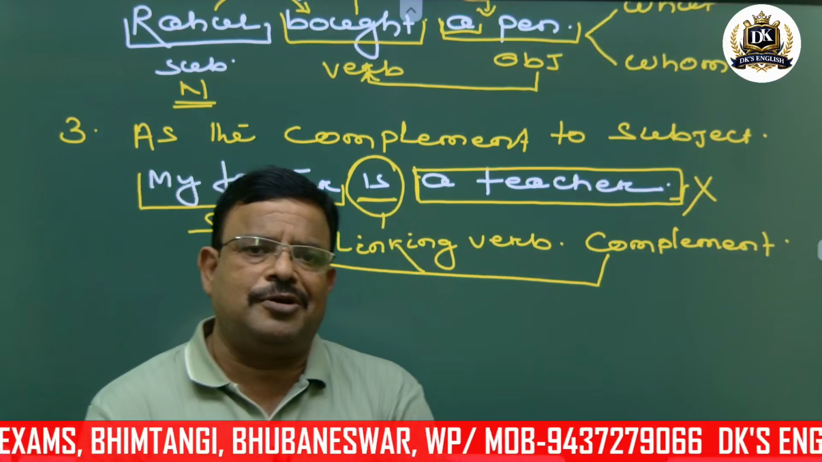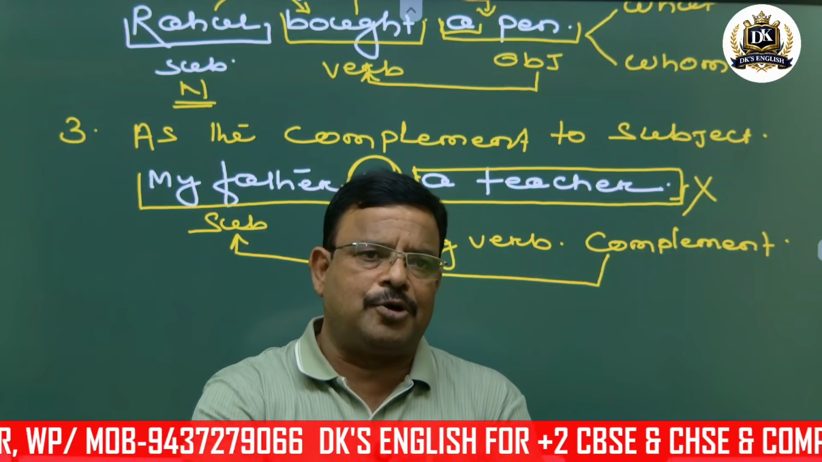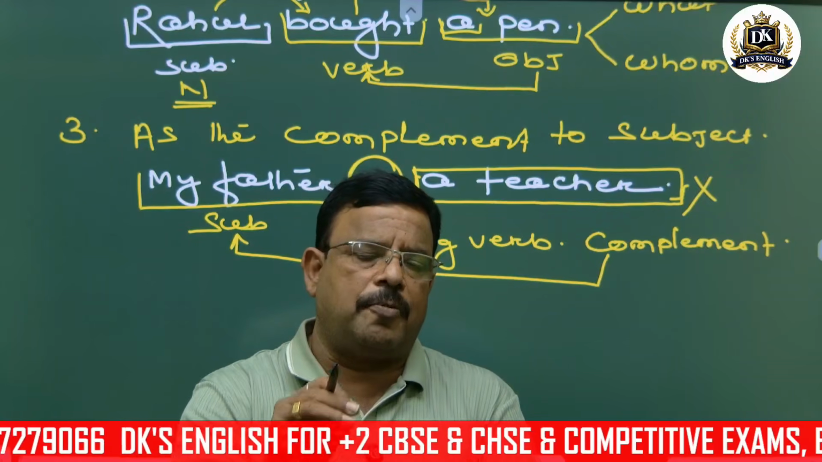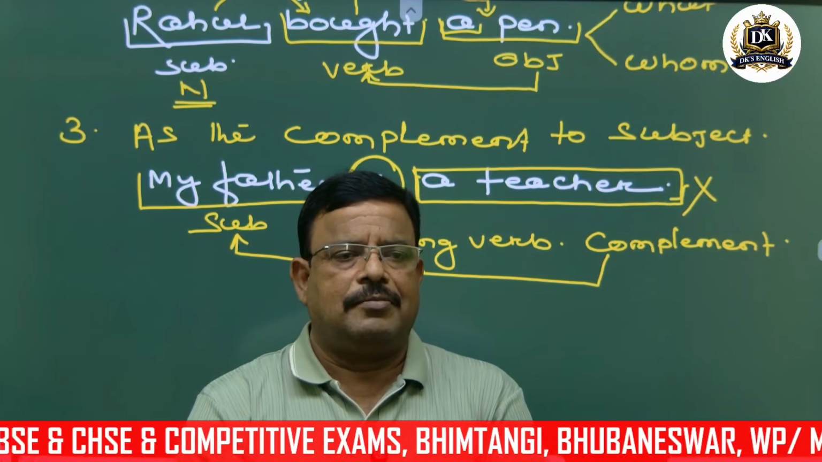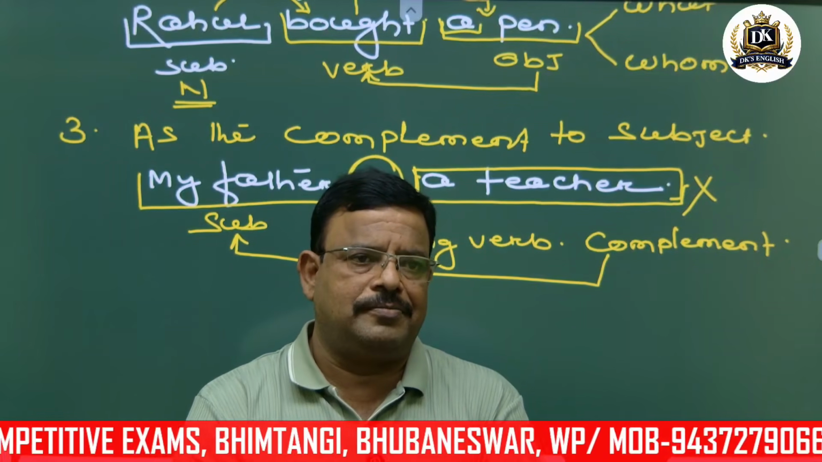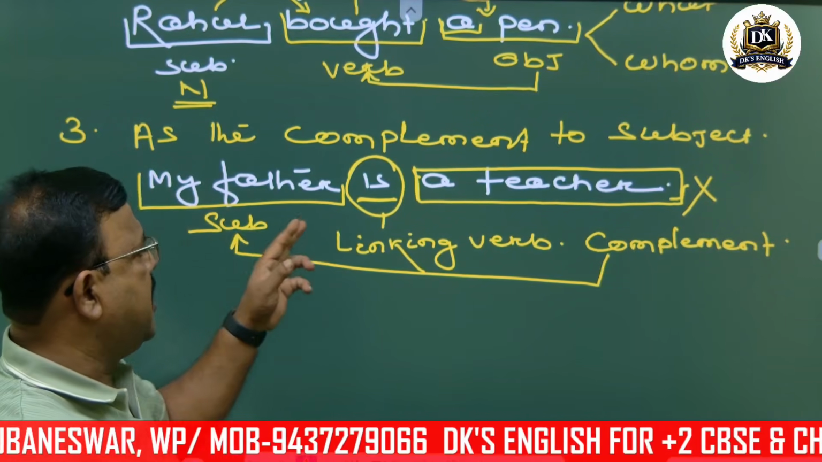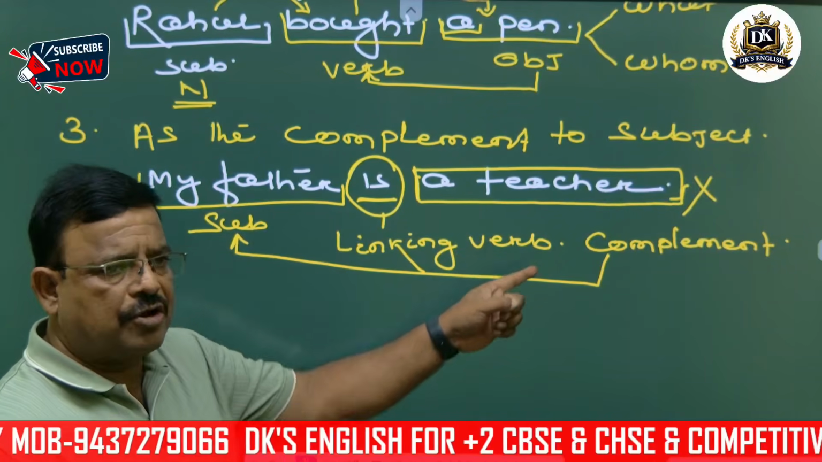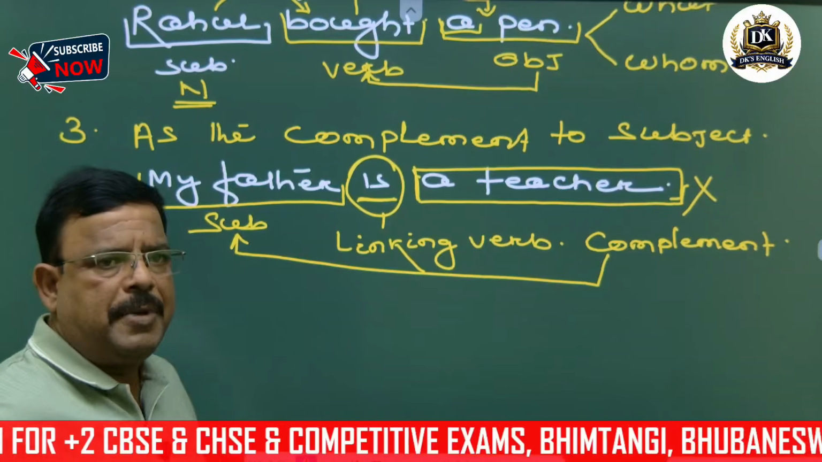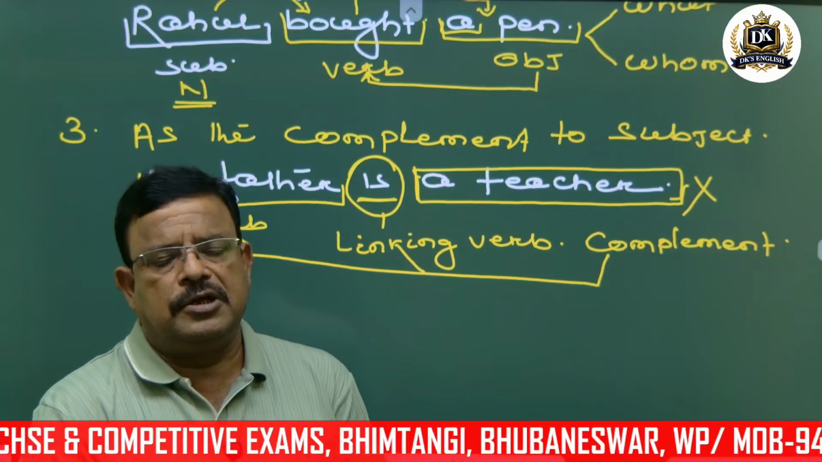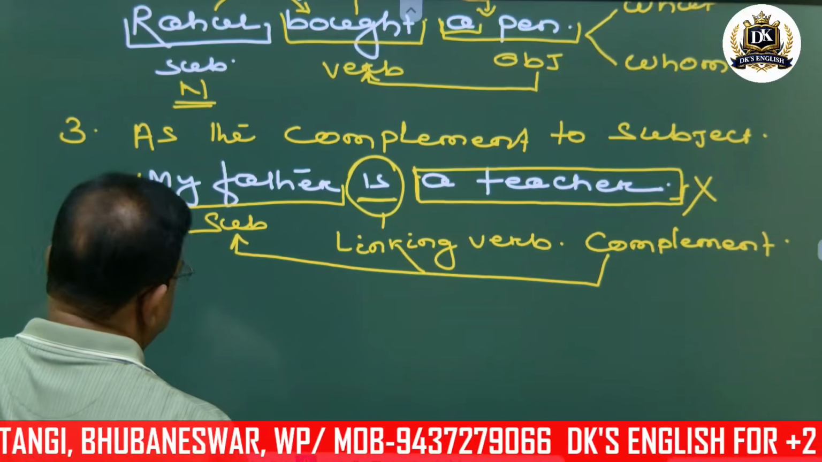So first function you know, noun functions as the subject of a sentence. Number 2, it functions as object to verb, but in that case, that verb must be a transitive verb. And number 3, third point, my father is a teacher. Here it is the complement. I mean, it is the complement to my father, I mean the subject. You can say subject complement. Number 3.